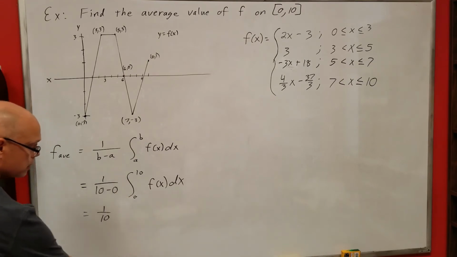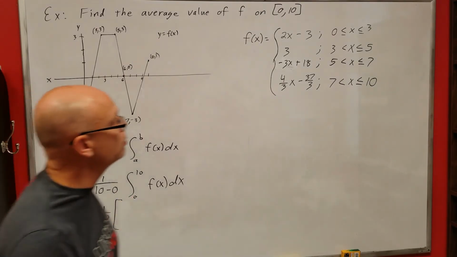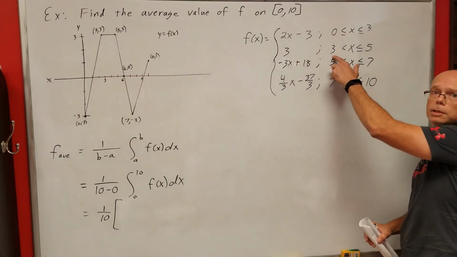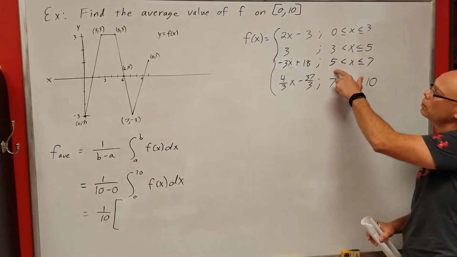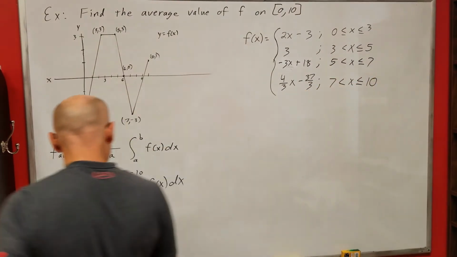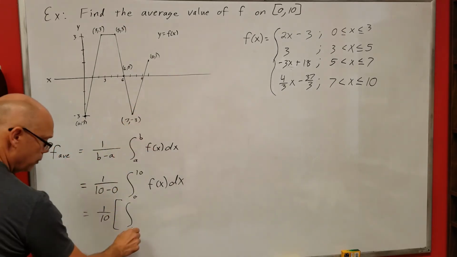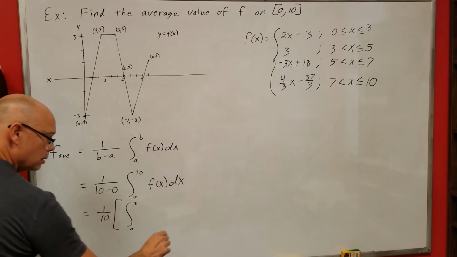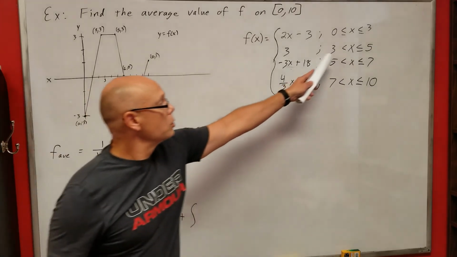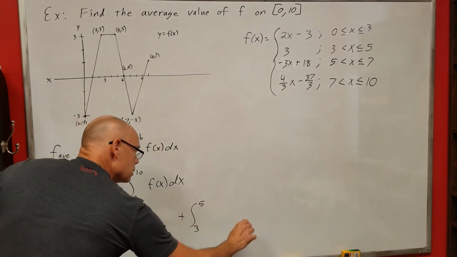To integrate this part right here, I'm going to need to split it up first of all with the integral from 0 to 3, and use that piece. Then split it up as the integral from 3 to 5, then the integral from 5 to 7, then from 7 to 10. So let's do so. I'm going to, instead of going from 0 to 10 here, I'm going to go from 0 to 3 first of all, plus the integral from what? 3 to 5 next.